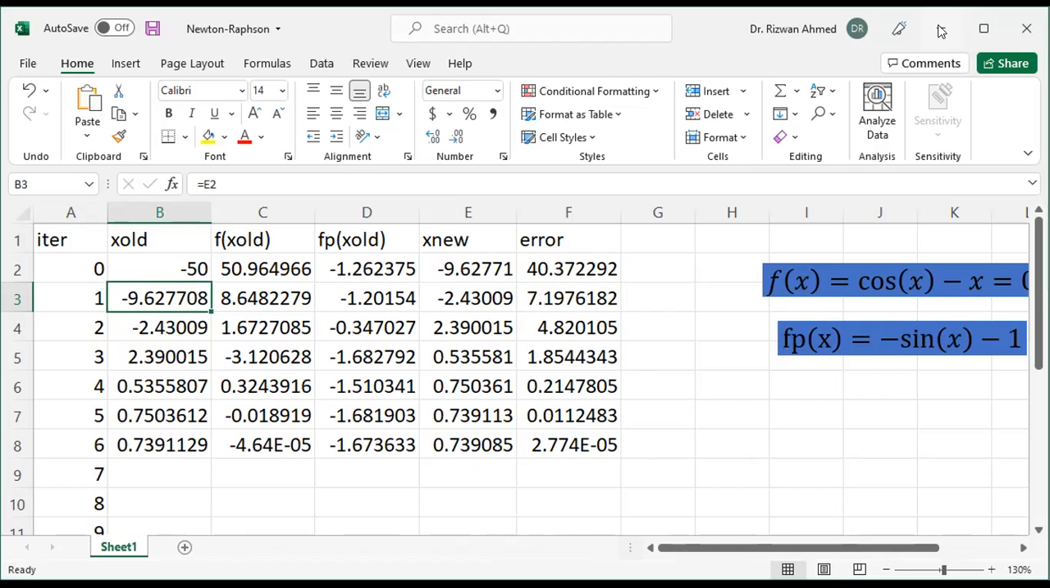So I define function f of x. And for this problem, real x, real f, and here comes the function definition. F is equal to cos of x minus x. And here comes the return statement. And then the statement of end function f.